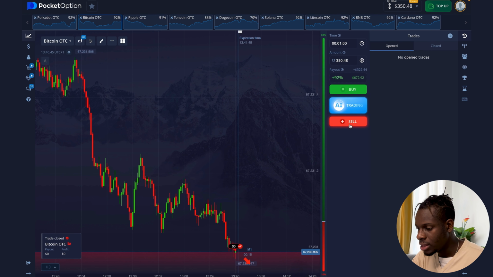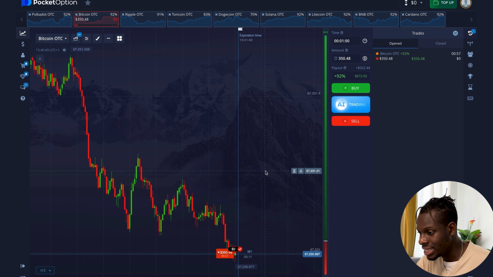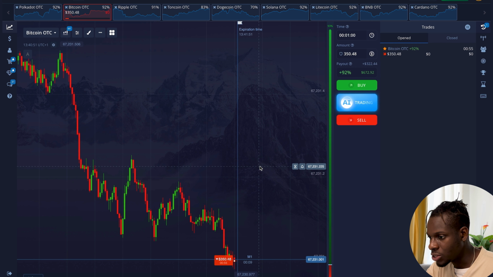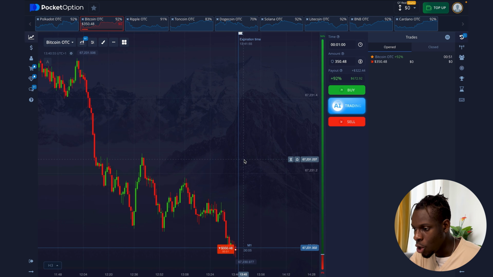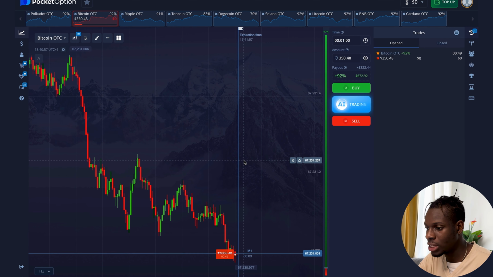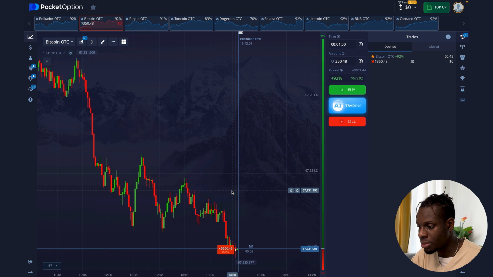Okay, the first one unfortunately closed in loss, but I still believe we would get a decent push downwards. I've opened the next trade, guys, for a sell. With the same logic, we should get a decent push downwards, especially since we're not getting rejections from that level.